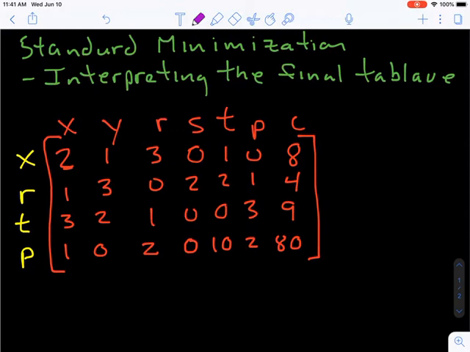Don't try to make any sense out of it. I just completely made up all of these numbers. So in the final table, we want to find the value of R, S, T, and P. To do that, we go to the very bottom row, and we're going to look at these values down here.